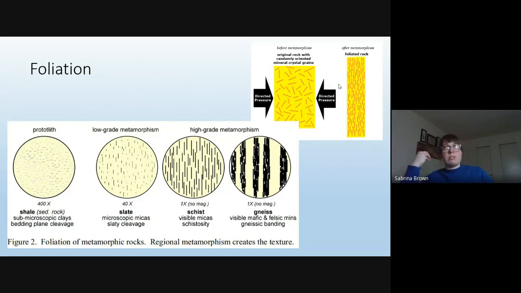And if we subject it to even higher temperatures and pressures, we end up getting actually visible banding of the minerals, still parallel arranged, and we get the metamorphic rock called gneiss. So grade is a way to describe how metamorphosed a rock is, and we use foliation as an indicator of grade. We also use the minerals present in igneous rocks as an indicator of grade.